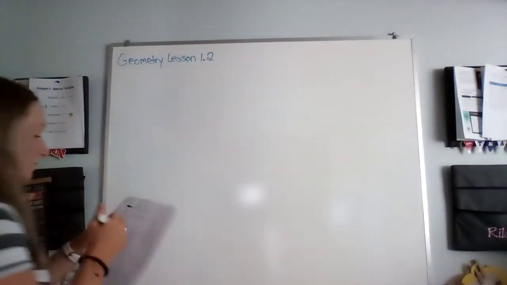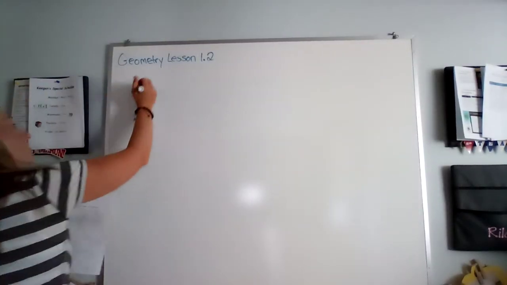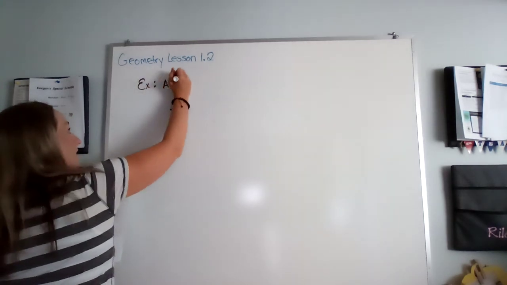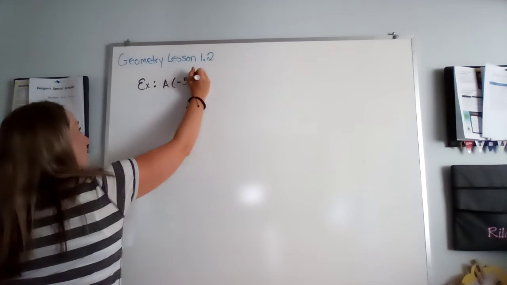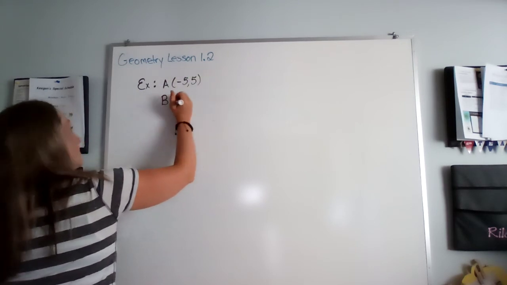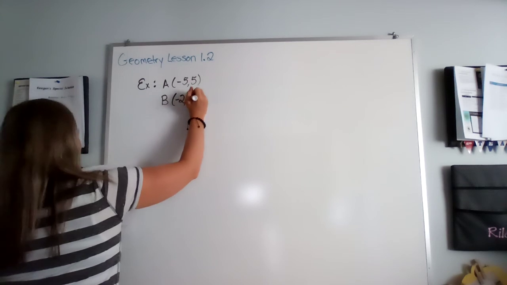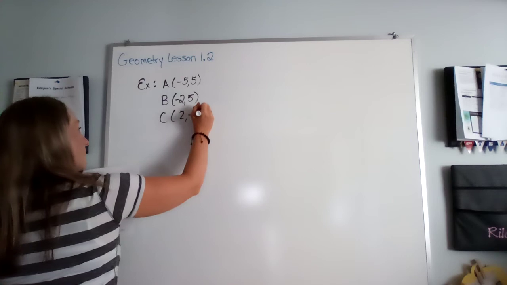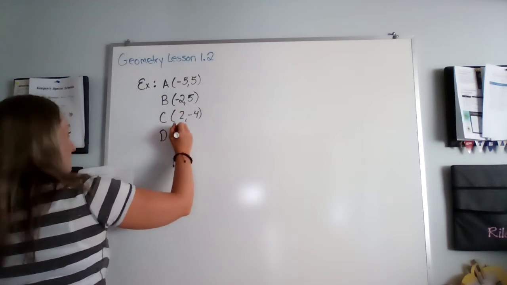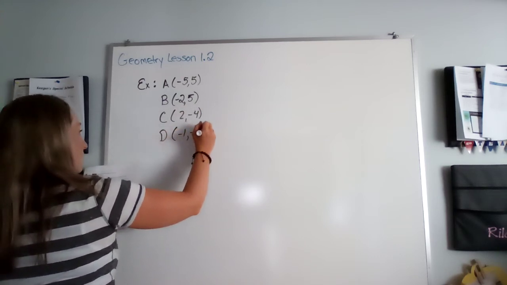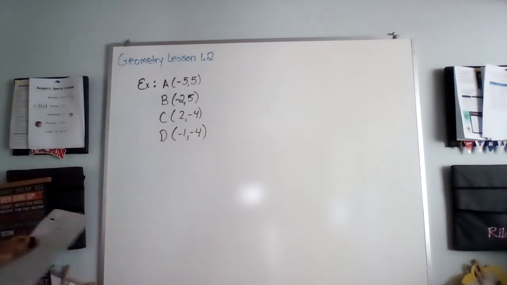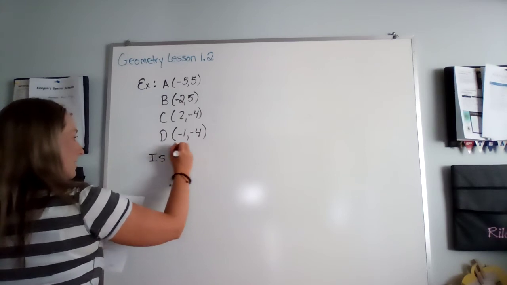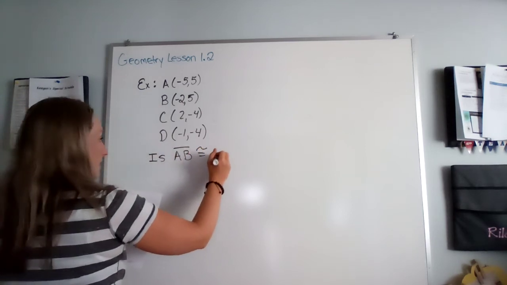Okay, so you might be given some coordinates, right? You might be given that A is located at (-5, 5) in a coordinate plane. B is located at (-2, 5). C is located at (2, -4). And D is located at (-1, -4). All right, and then you might be asked to determine, is segment AB congruent to segment CD?